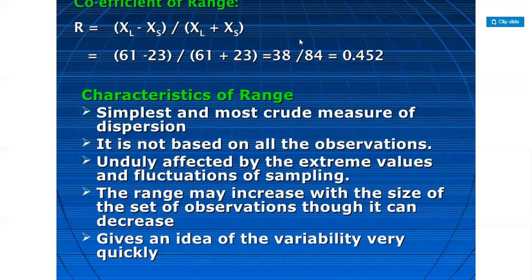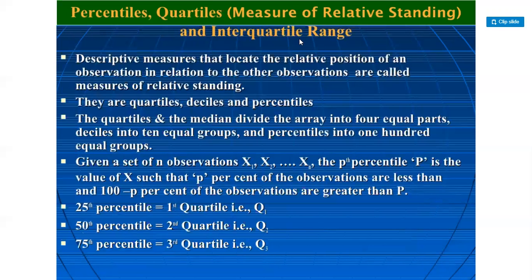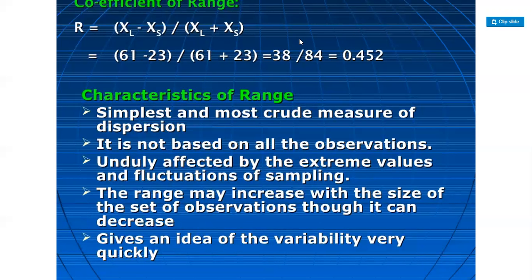Next, we are discussing the characteristics of the range. It is the simplest and the crudest measure of dispersion. It is not based on every observation, and is unduly affected by extreme values and fluctuations of sampling. The range may increase with the size of the set of observations, though it can also decrease. It gives an idea of the variability very quickly.